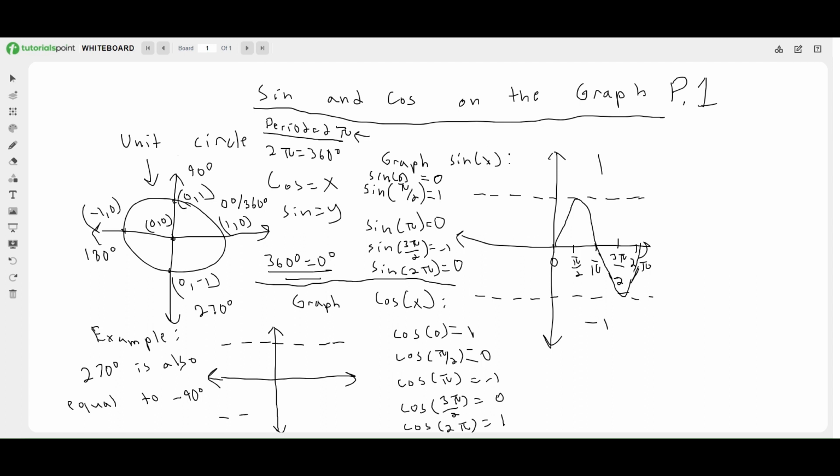Let's do an example problem to cover what has been learned in this lesson. The problem will be graphing y equals cos x.